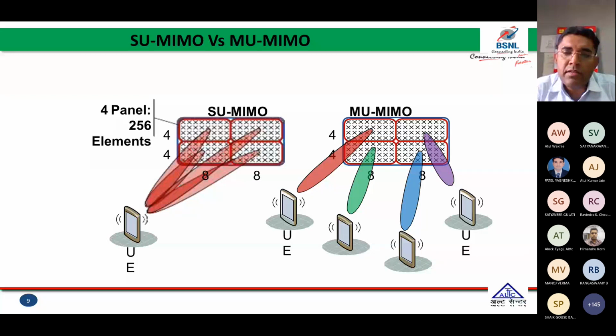This one is the massive MIMO concept that is used as multi-user MIMO. But here, to differentiate single user MIMO and multi-user MIMO, you can see that single user MIMO means all the antenna ports are transmitting their signals towards a single user.